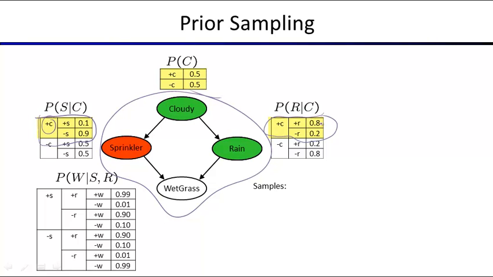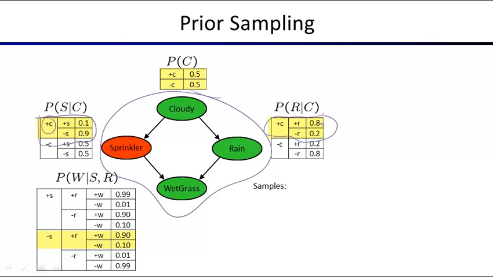Now we can move on to the last variable, W. We have, as its parents, S and R. We have minus S and plus R, so that's where we're going to look. We sample from the 0, 1 interval, accordingly pick the W value, in this case, plus W. That's the procedure.